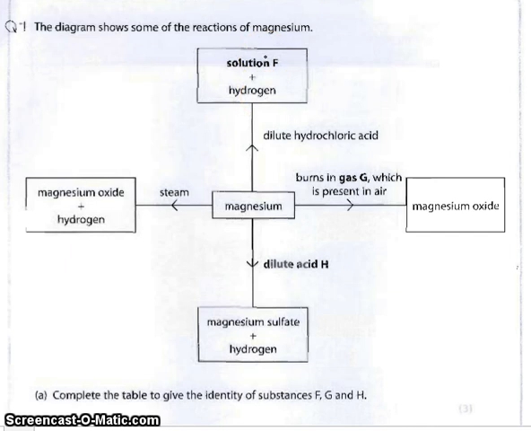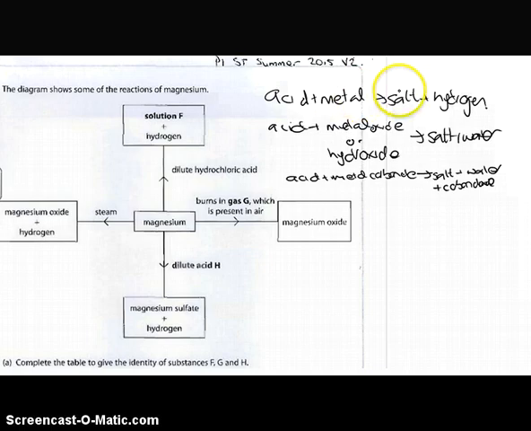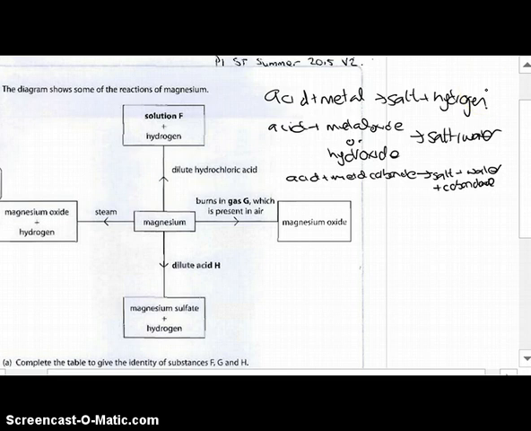In order to do this question, you need to know your key reactions of acid, which are: acid plus metal gives salt and hydrogen, reaction number 1. Reaction number 2: acid plus metal oxide or hydroxide will give you salt and water. And reaction number 3: acid plus metal carbonate will give you salt, water and carbon dioxide.